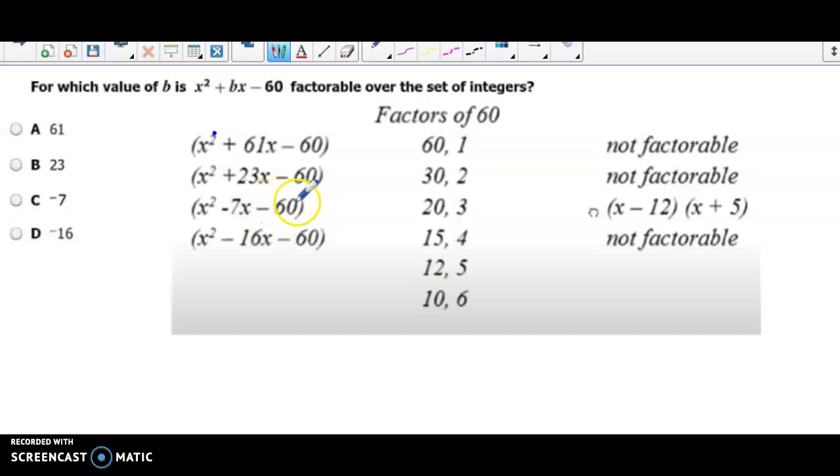What can I multiply to get 60 that when I subtract, I get a negative 7? Well, if I have a negative 12 and a positive 5, that gives me a negative 7. So I can factor it into x minus 12 and x plus 5. So the only possible answer that would give me this is -7 for my b value.